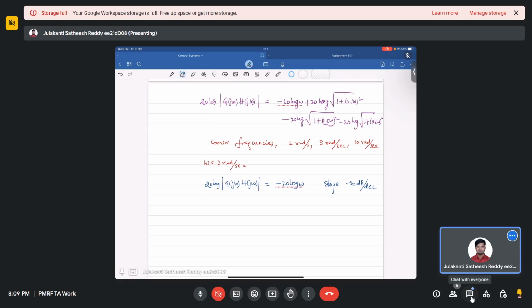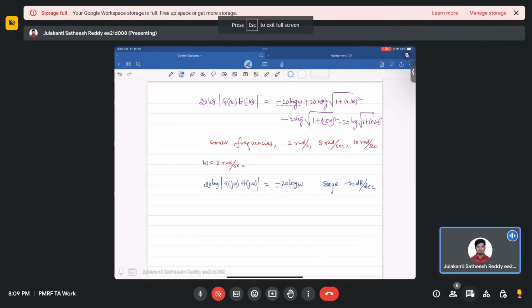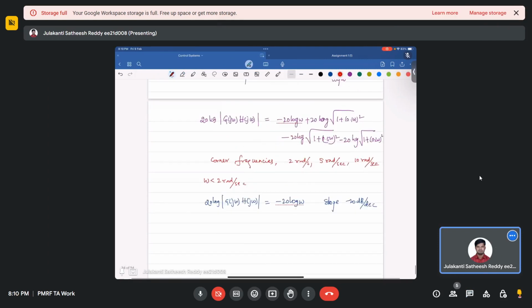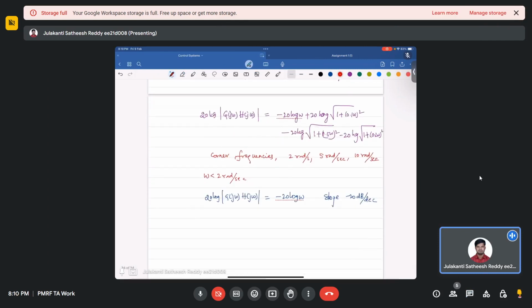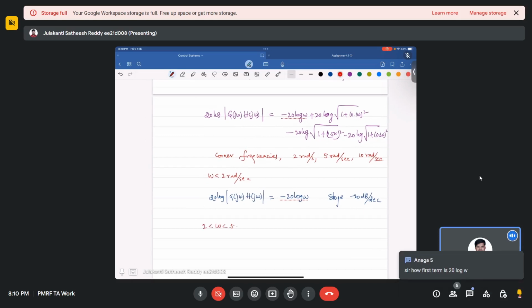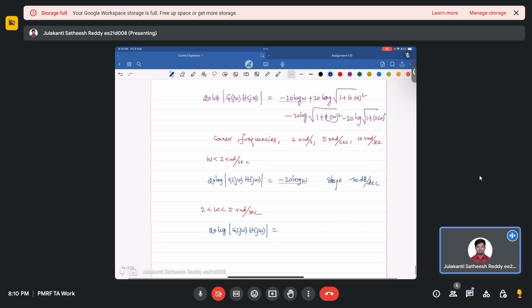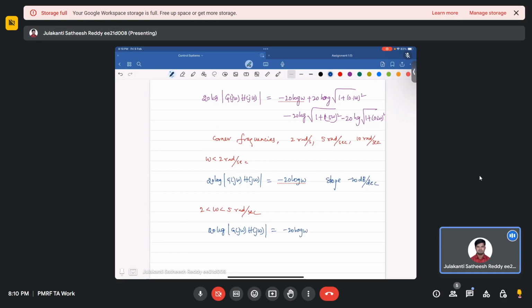So the magnitude varies with a slope of minus 20 dB per decade. Second, if omega is more than 2 radians per second but less than 5, the next corner frequency, which is dominant now? The magnitude 20 log of G(j omega) H(j omega) becomes minus 20 log omega plus this term, which cannot be negligible. The others are negligible; 0.2 square becomes 0.04, even lesser. Now this cannot be neglected and this can be neglected, right?